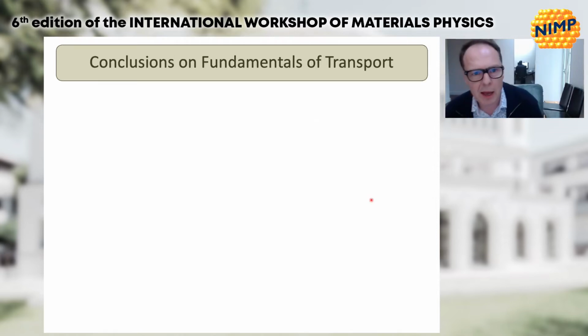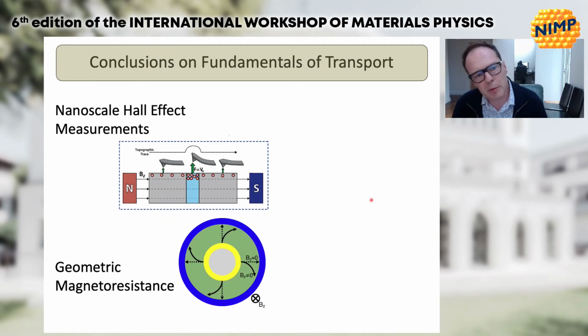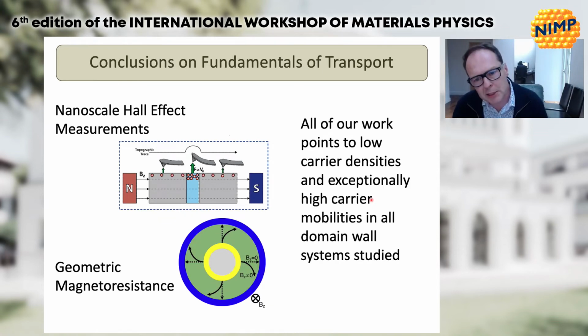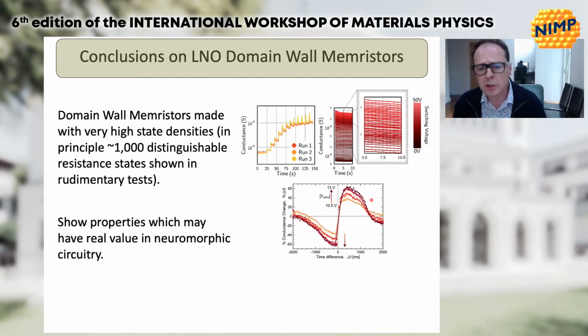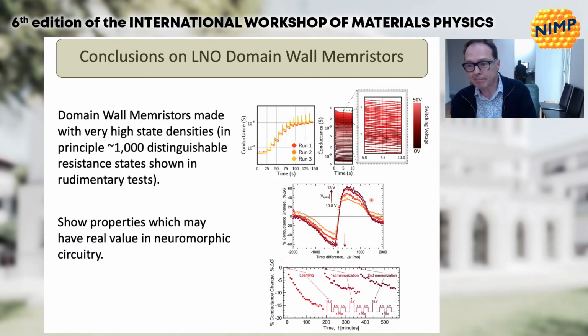Okay, forgive me, I've used a lot of time. The summary is, all of the fundamental experiments we've done suggest very high carrier mobilities, unusually high carrier mobilities in domain walls, suggestive of quite exotic physics. And the rest of the stuff we've done is just to show that you can make very effective domain wall memristive devices using lithium niobate domain walls, which are starting to show some real promise in terms of duplicating aspects of synapse behavior in biological systems. And I'm going to leave it there.